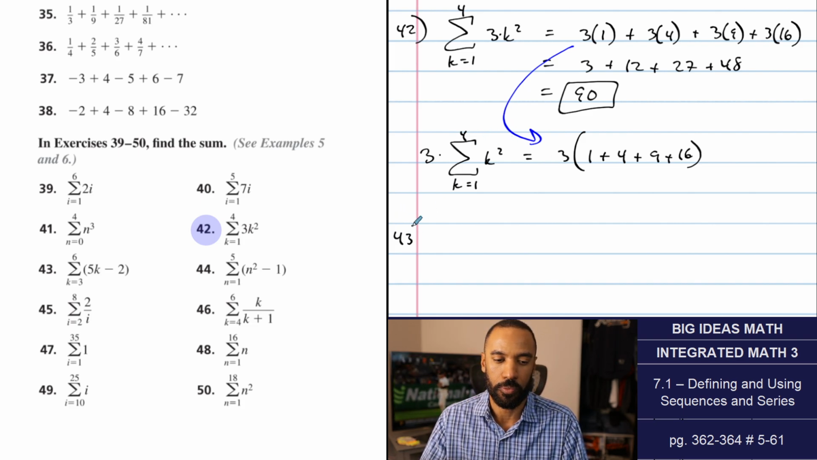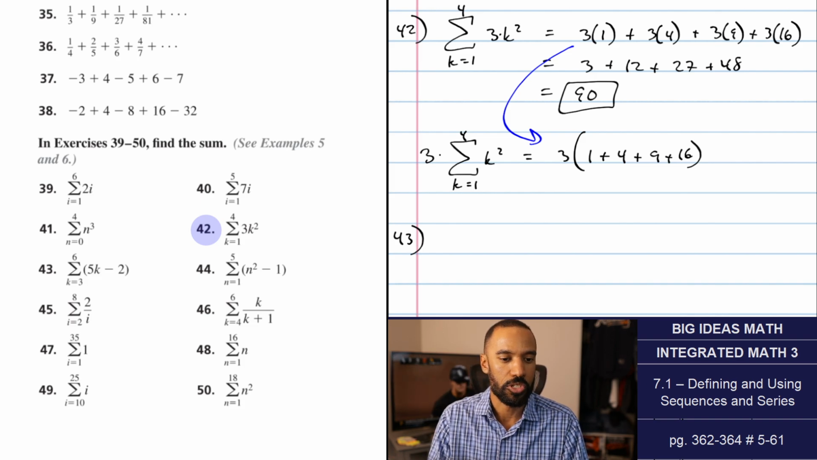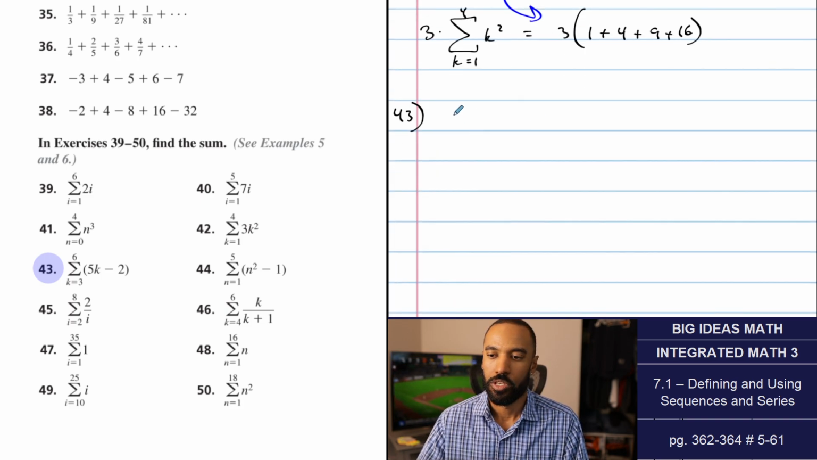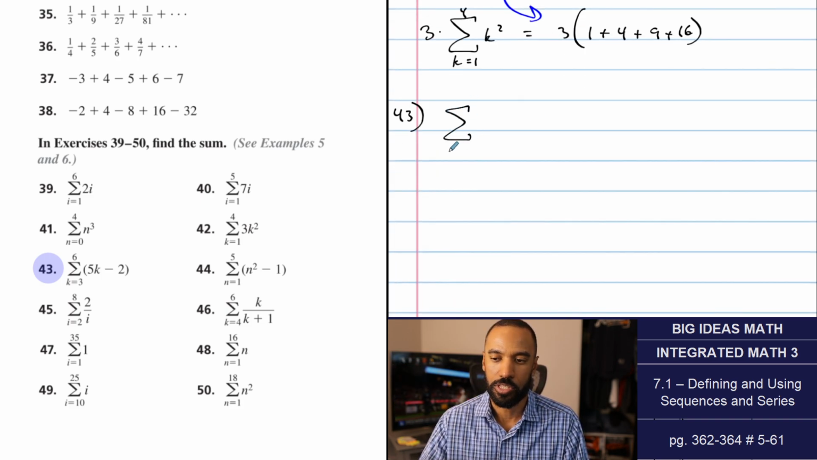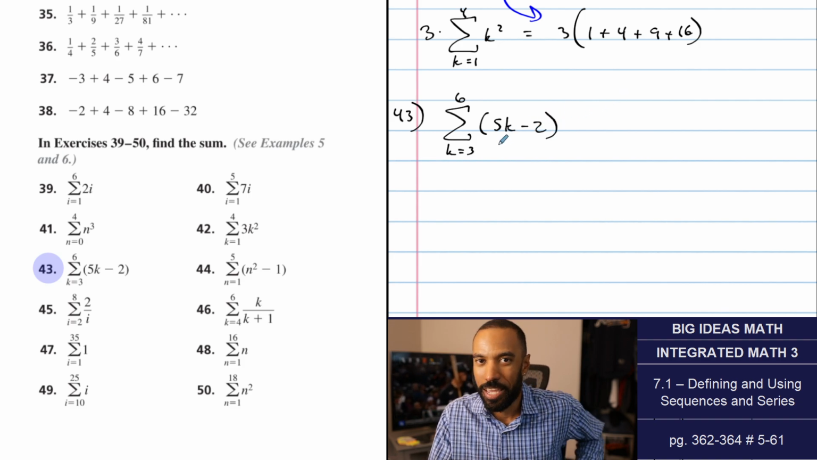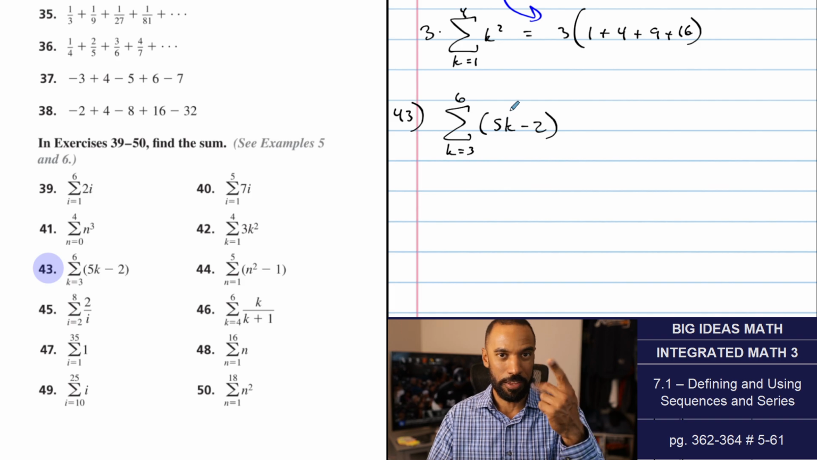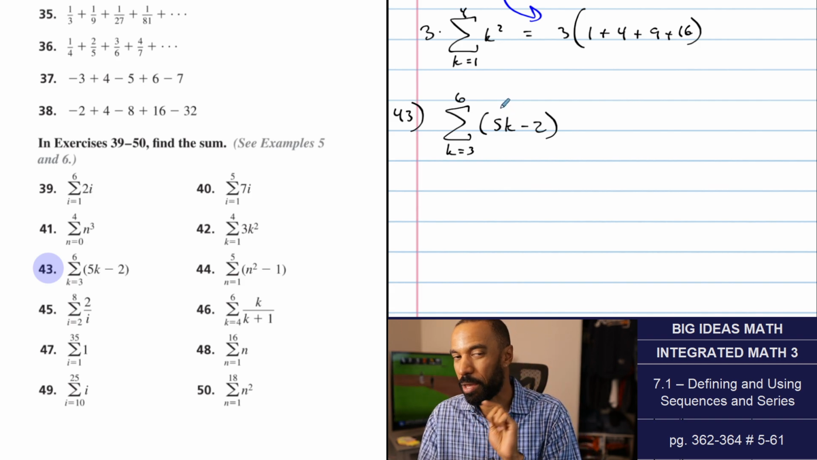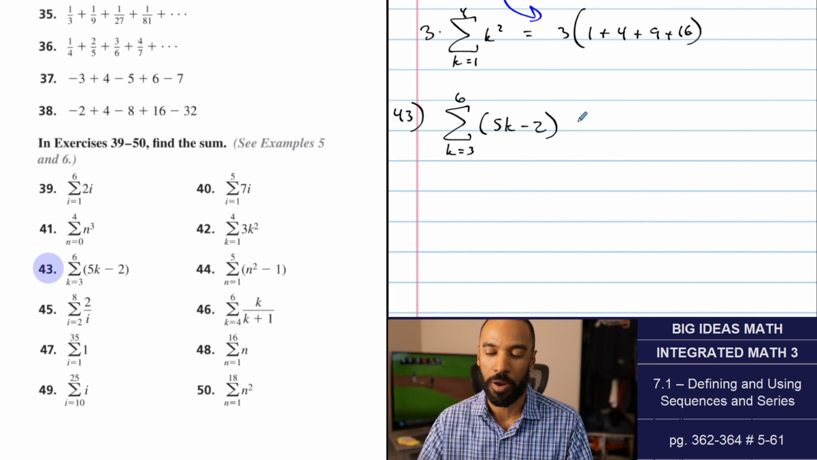Let's do number 43. Now, 43 doesn't start with 1. It starts with 3. But you do still go up to 6 from 3. So this isn't the first 6 terms. This is terms 3 to 6. Which, by the way, how many terms are there from 3 to 6? It's not 3, right? It's 4. 3, 4, 5, 6. A little trick that might be important for a time when we write future rules. I don't know, but I know that I've done that in the past.